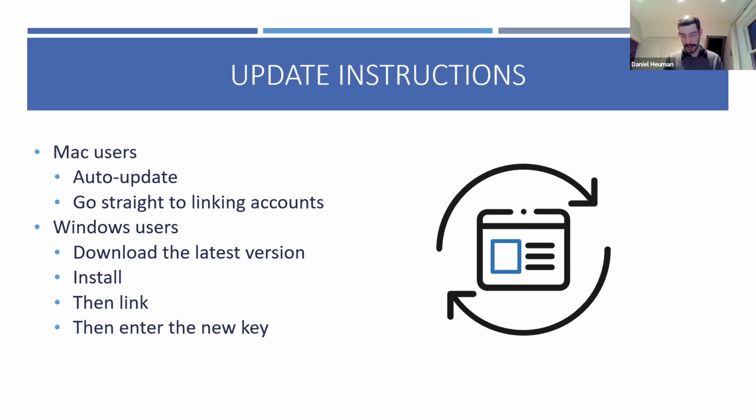If you are a PC user, you know the deal. You get all that nice functionality, but you've got to work a little harder for it. First of all, you need to make sure you're on the latest version. You need to be on PerfectIt 5 to make use of the Chicago Manual of Style. So you need to install that. And then when you've done that, you need to do the same linking procedure I just described. And then you'll have a new license key, and that new license key needs to go into PerfectIt.